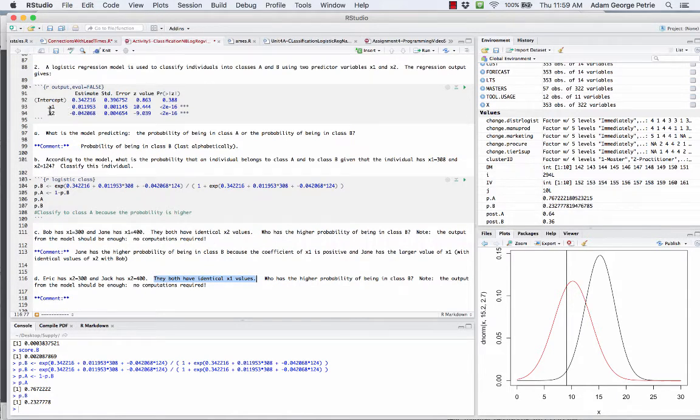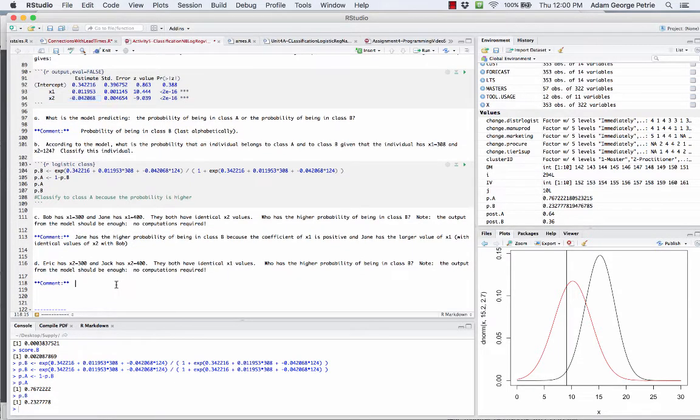Well, we look back at the coefficients of our model here, and we see the coefficient of x2 is negative. So what that tells us is that among otherwise identical individuals, in accordance with the other variables in the model, meaning equal values of x1, the one with the larger value of x2 is going to have the smaller probability of the class of interest, the class that the model is trying to predict here, which is class B here. So what we find is that Eric will have the larger probability of being in class B because the coefficient of x2 is negative, and Eric has the smaller value of x2.